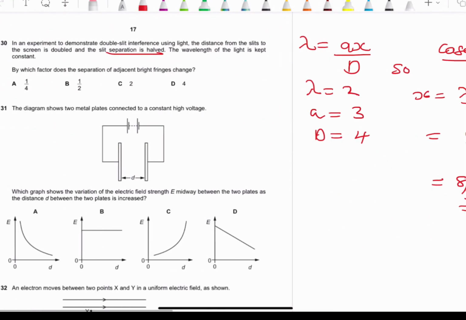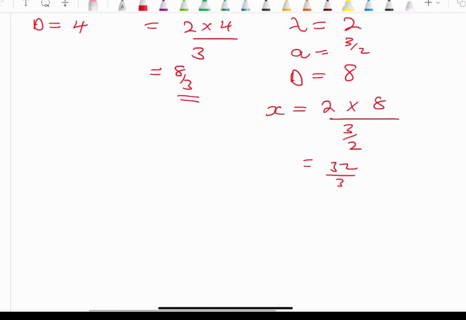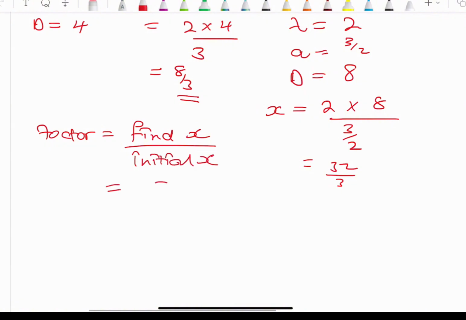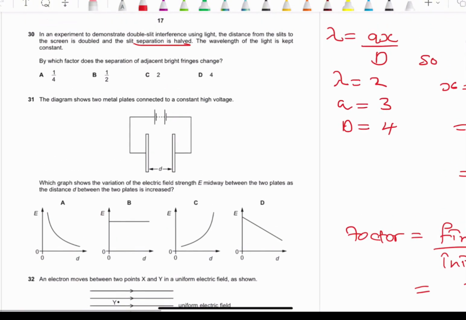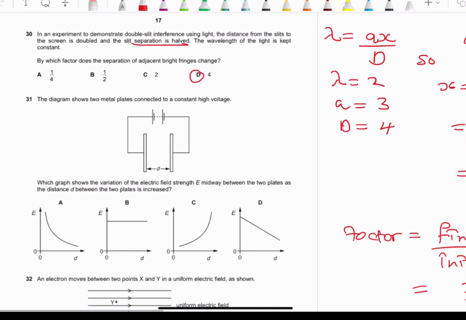So how do you find the factor by which it has changed? To find the factor, it's going to be the final X divided by the initial value of X. So it's going to be 32 over 3 divided by 8 over 3, which is 32 over 3 times 3 over 8. Those cancel out. 32 divided by 8 is 4. So the answer is going to be 4, which is D. So guys, I highly recommend whenever you see questions that have halving or doubling of things, make up your own values.